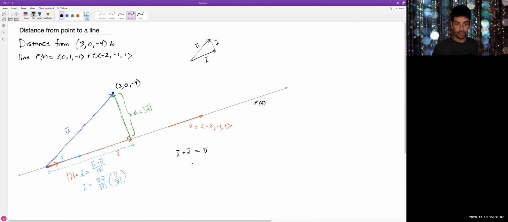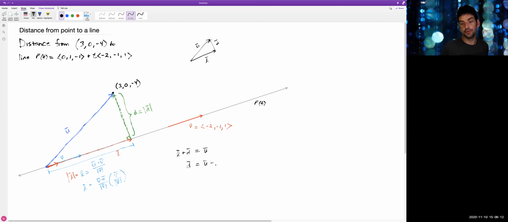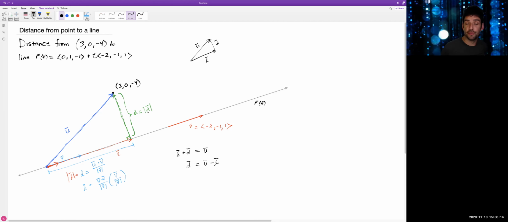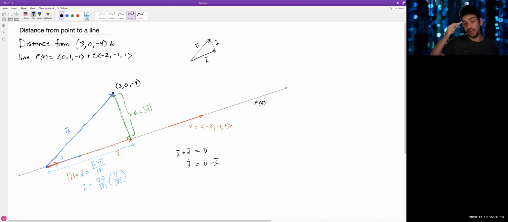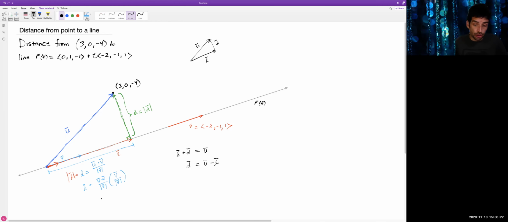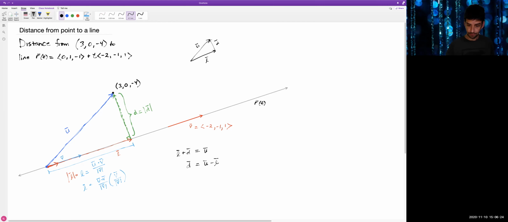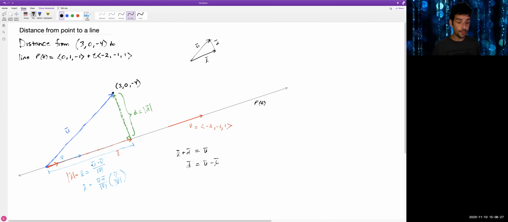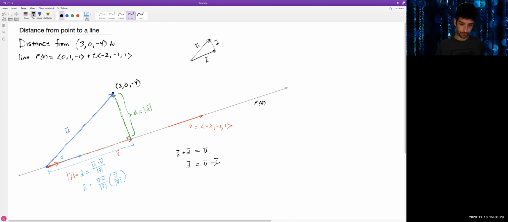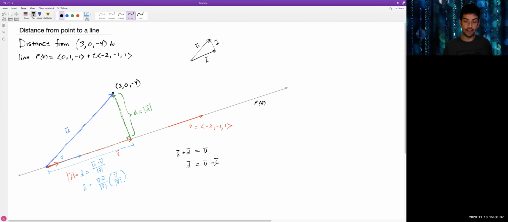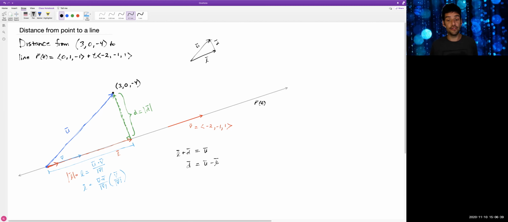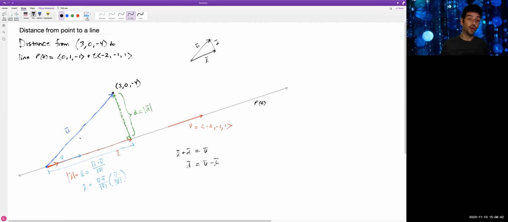D is the thing we're looking for. So D is going to be u minus L. Rather, the magnitude of D is what we're looking for. So we could take the magnitude of D if we had it. Do we have everything we need to get D? Well, we have v, that's given. We'll have L once we have u, but we don't have u. What do we need to have u?